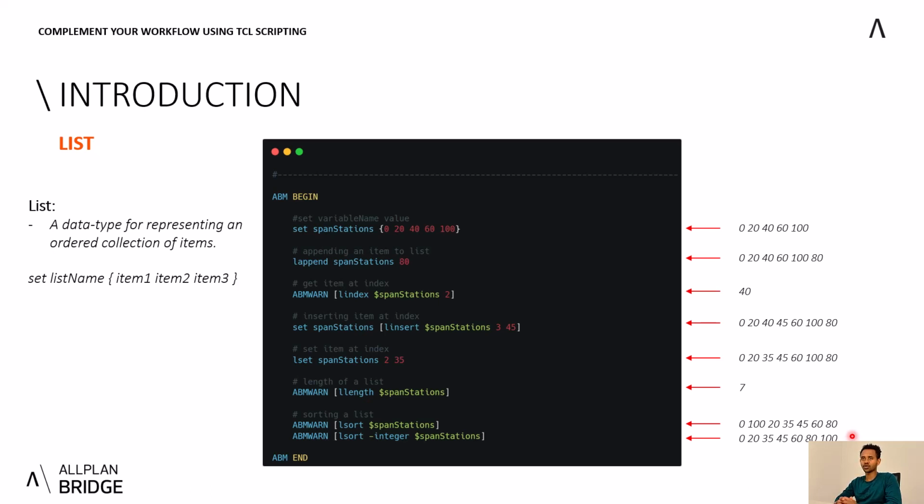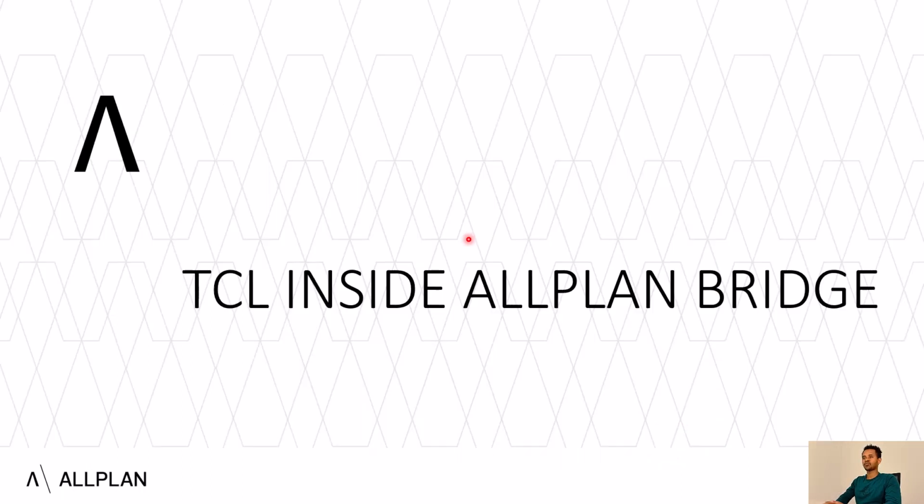And of course, lists are also quite useful because they allow us to represent or collect a set of items. In this case, we want to save the span stations. We don't want to say, okay, station 0, the value something, station 2, the value something. As that is not so easy to work with, we just have a list and we add all the items there. So that was the basic introduction to TCL, or basic concepts of programming.